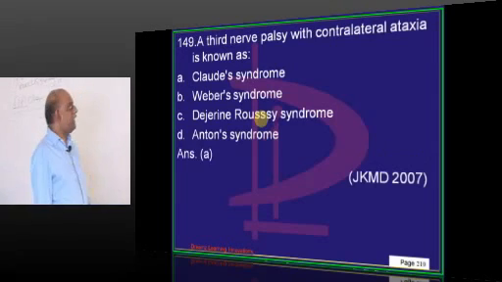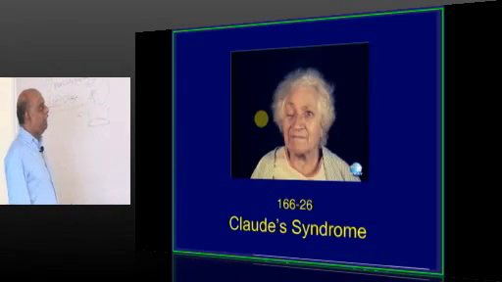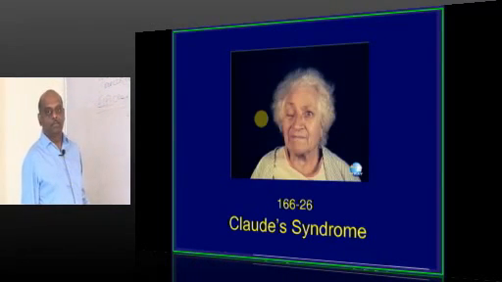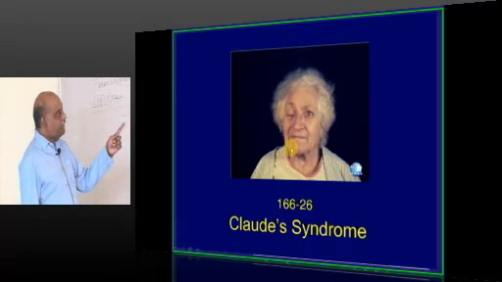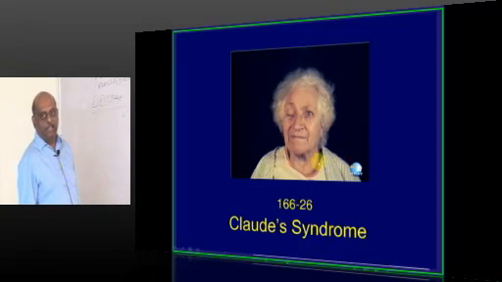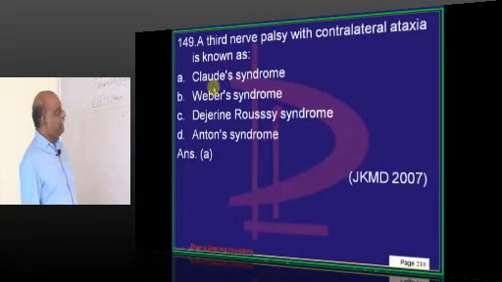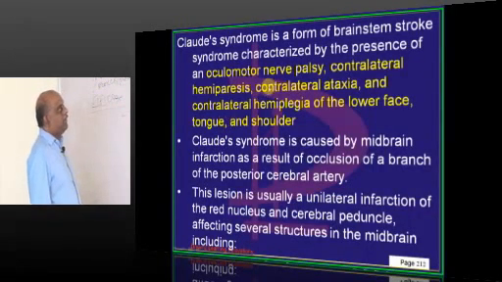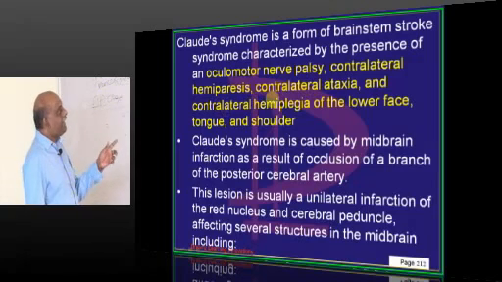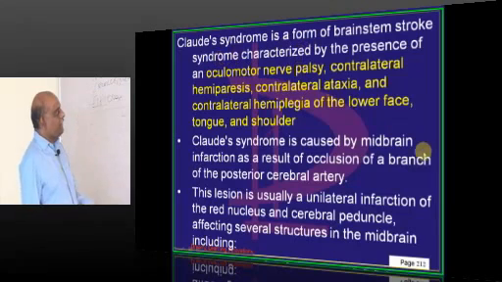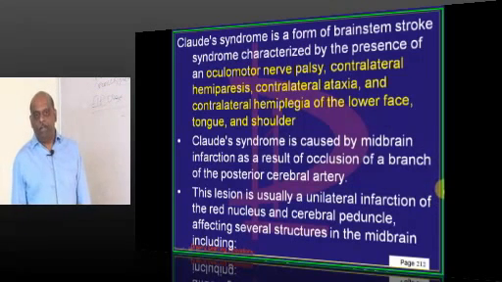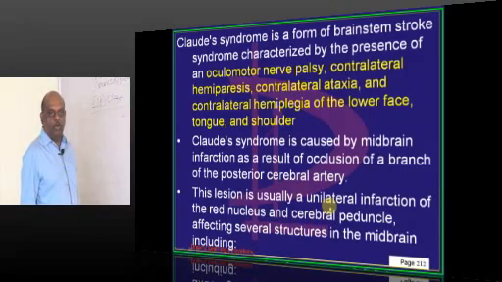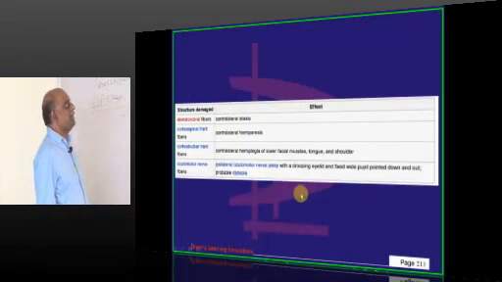A third nerve palsy with a contralateral ataxia is typically called Claude syndrome. So what do you see here? There is a ptosis, right? But contralateral to that side there is ataxia. Then you call it Claude syndrome. So there is a contralateral hemiparesis, contralateral ataxia, and oculomotor nerve palsy, which is the combination called Claude syndrome, which is because of midbrain infarction due to the occlusion of a branch of the posterior cerebral artery.